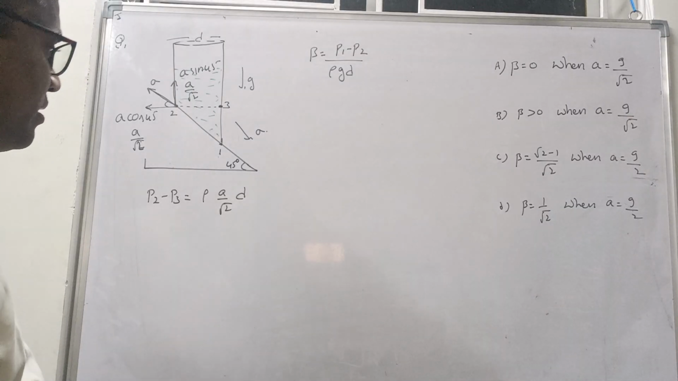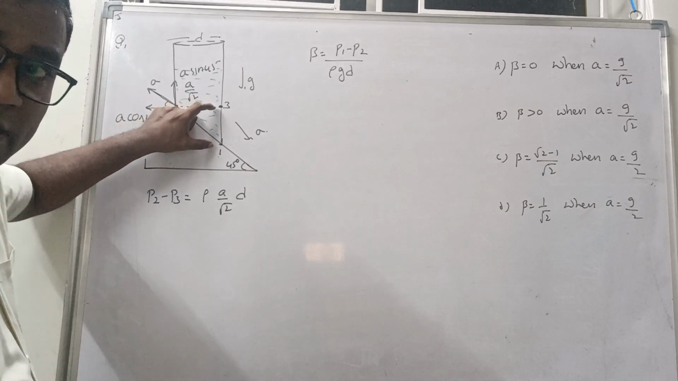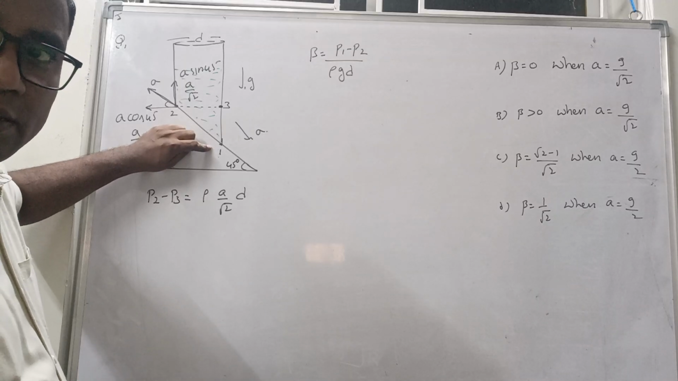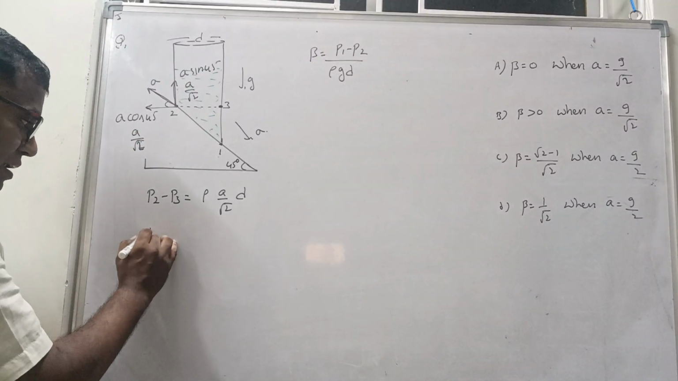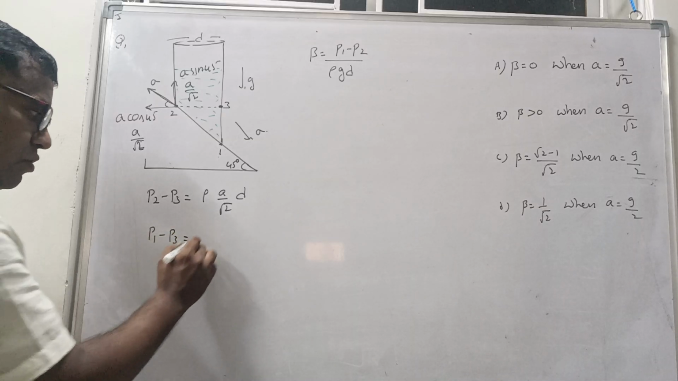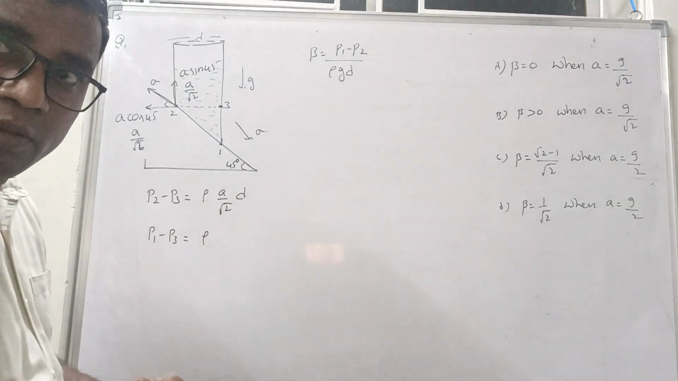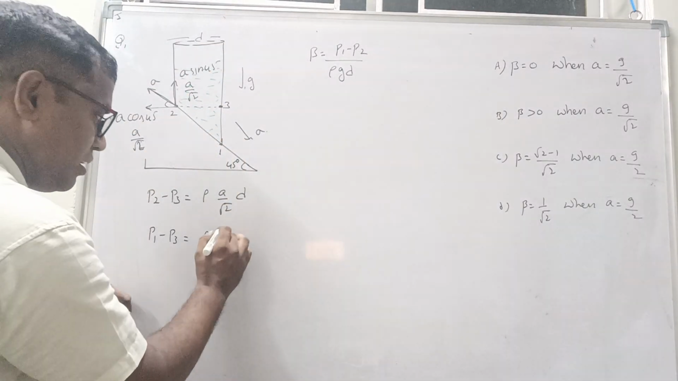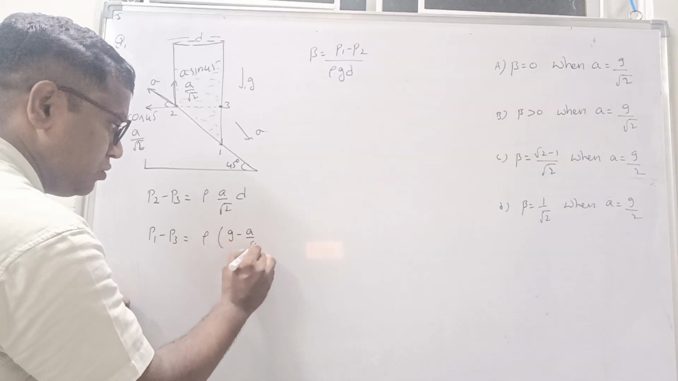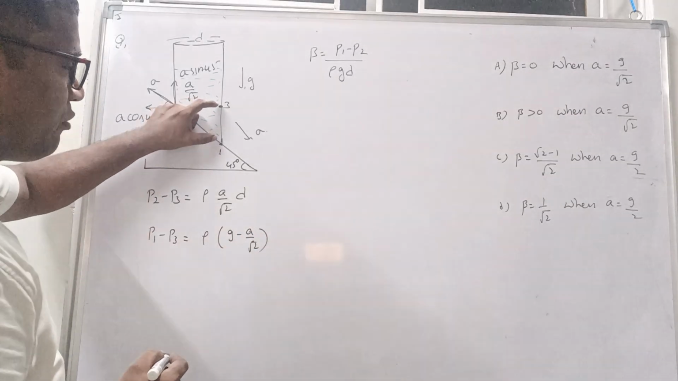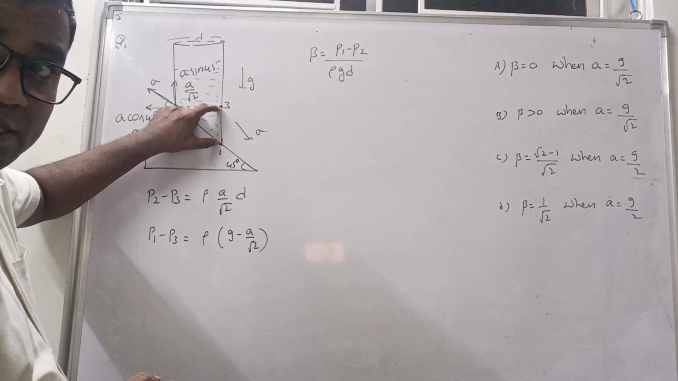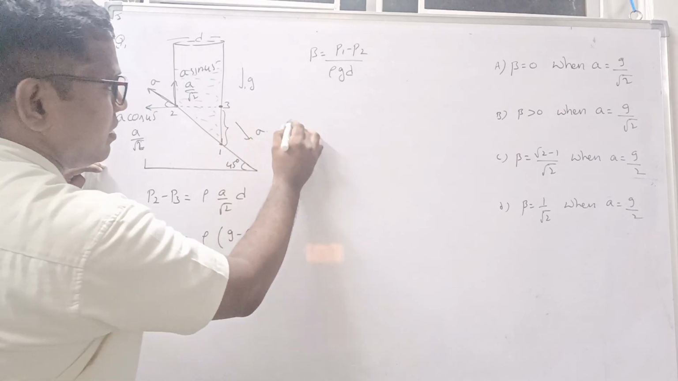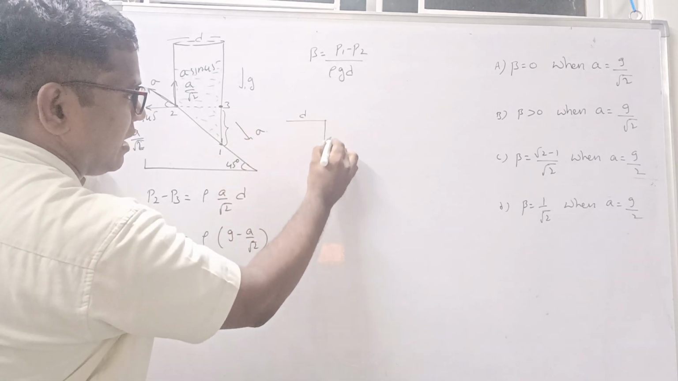Clear? Now see again. Again I want to find the relation between these two. This is P3 and this is P1. I know P1 is greater. So P1 minus P3 is equal to rho. In this direction, A by root 2 is upward, g is downward. So here g minus A by root 2 into this distance I would write. So how to calculate this distance? See here, we have to calculate this distance, right? This one D is given, and this one I want to calculate.